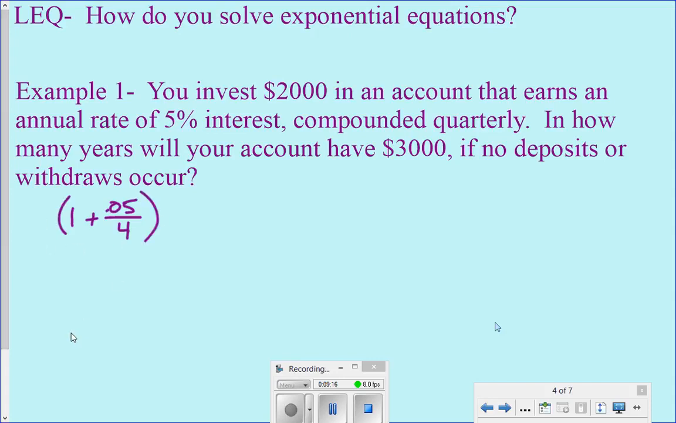I'm going to take that multiplier times the initial amount, and I'm going to raise that to the x. And when I do that, that equals y. So there's my basic equation.